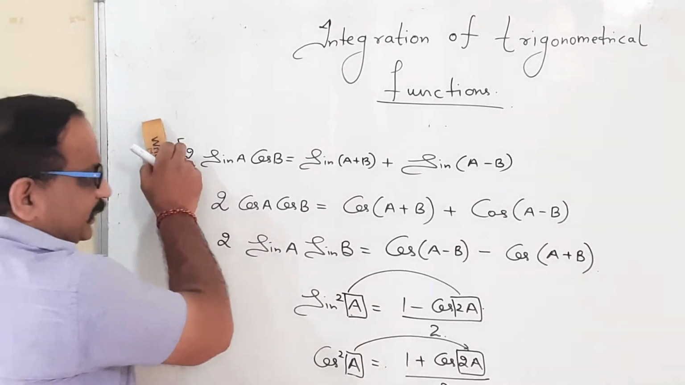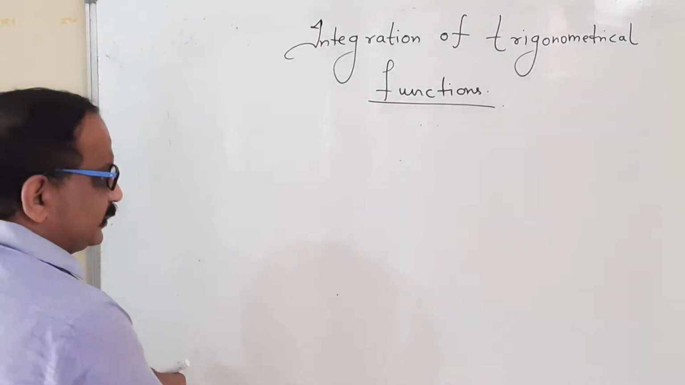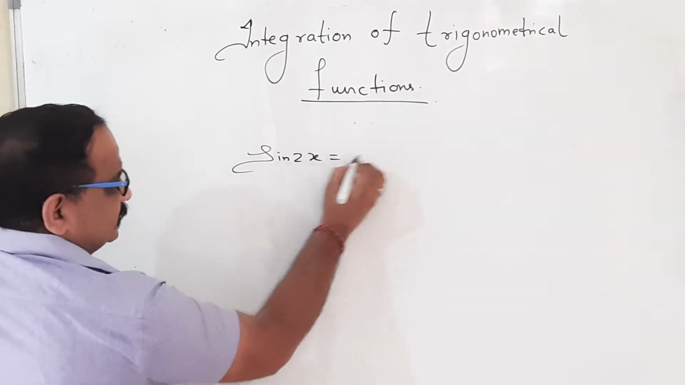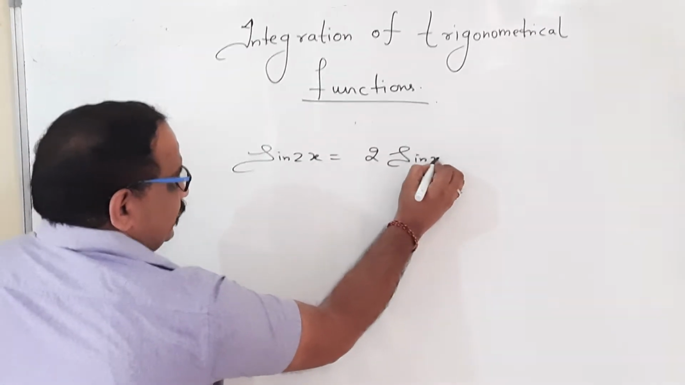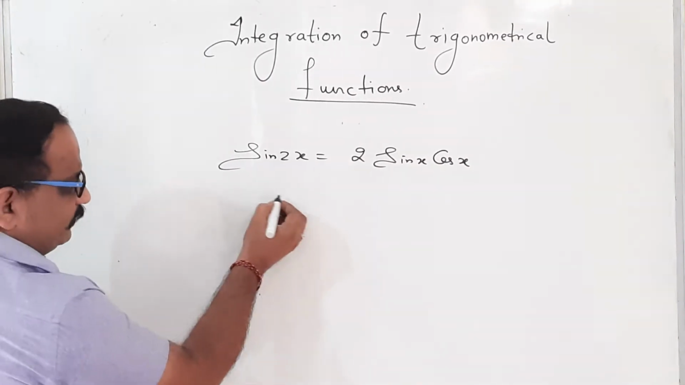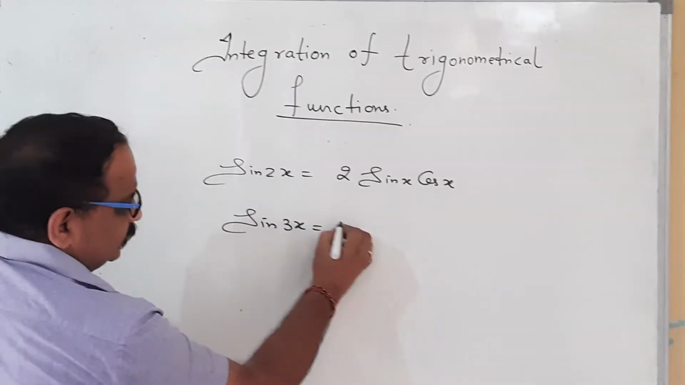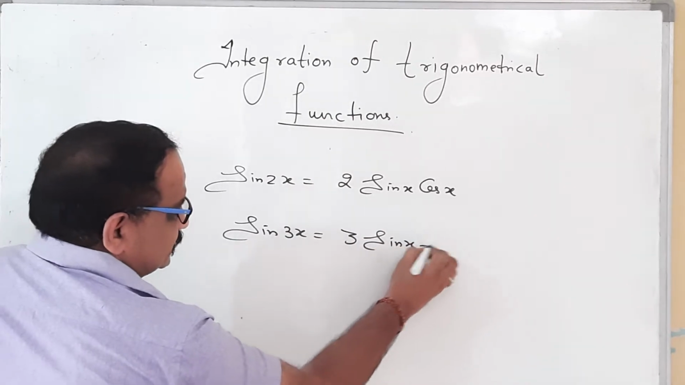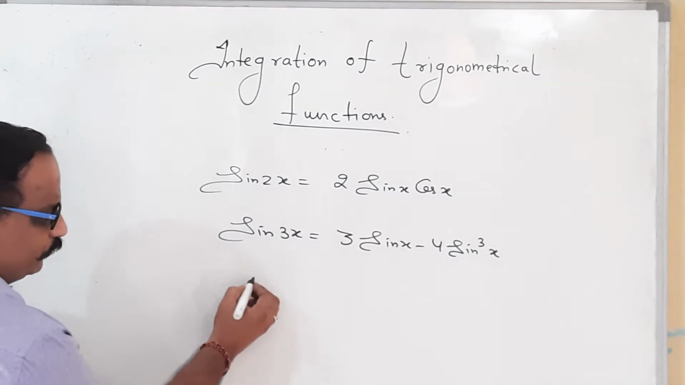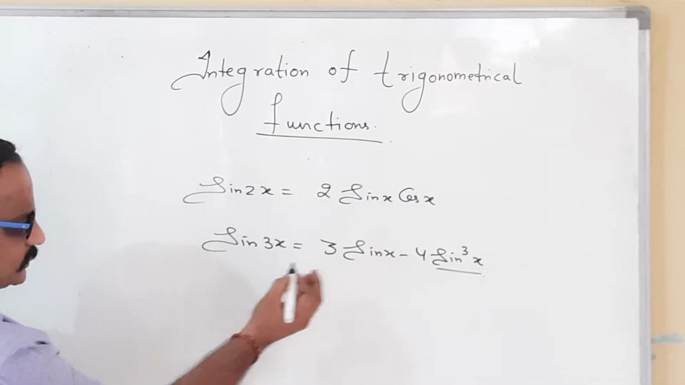Right. Apart from that, a few more identities we have to use, and they are: sin 2x, that will be used. It is given by 2 sin x cos x. Fine. Similarly, if I know the formula for sin 3x, sin 3x comes to 3 sin x minus 4 sin cube x. From that result, we have to find the sin cube x result. That will be useful in integration.